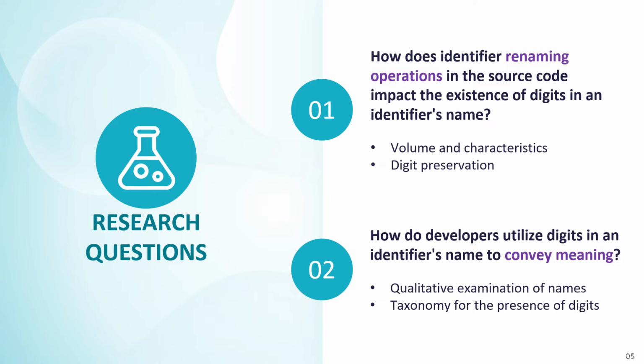In the second research question, we take a qualitative approach to determine the rationale behind the presence of digits in an identifier's name, and we construct a taxonomy for the presence of such digits.